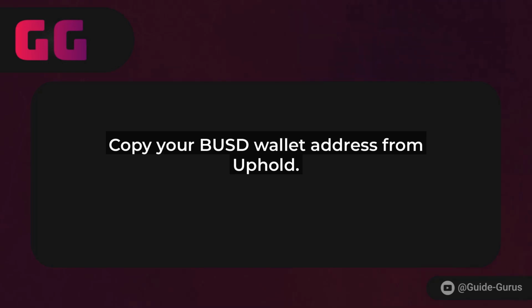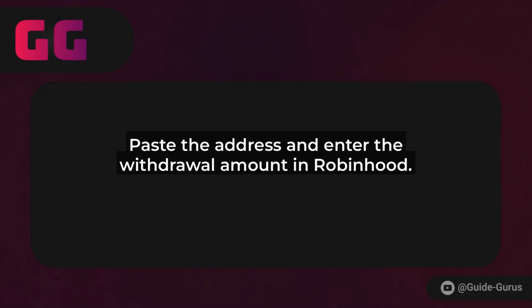Now, switch over to your Uphold account. Go to your Wallet section, select BUSD, and copy the wallet address. This is crucial. Double-check that you're copying the correct network, like Ethereum or whatever blockchain BUSD is on for your transfer. Paste that Uphold address into the Robinhood withdrawal form.